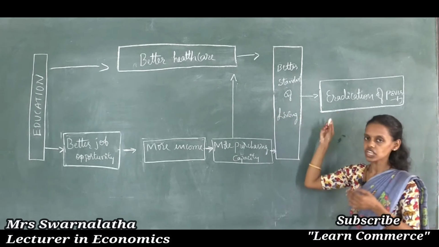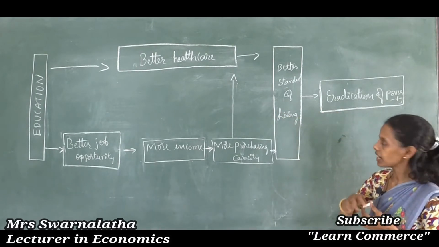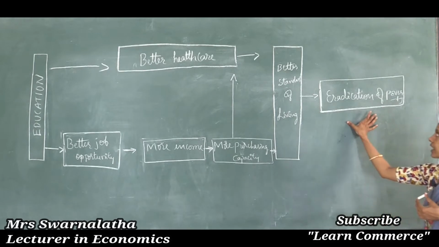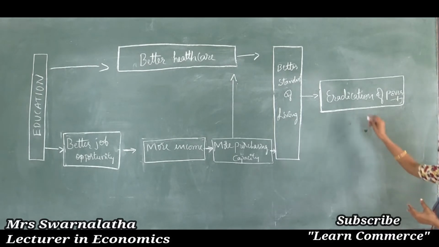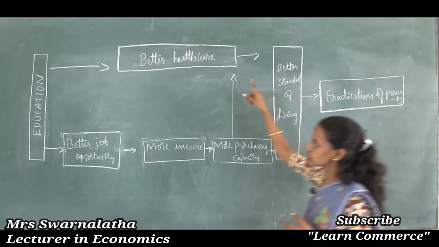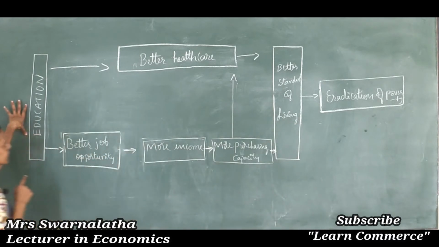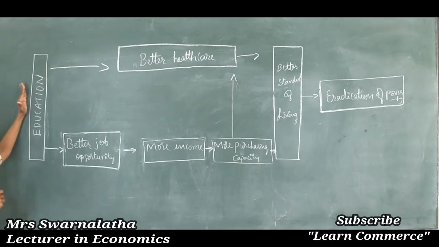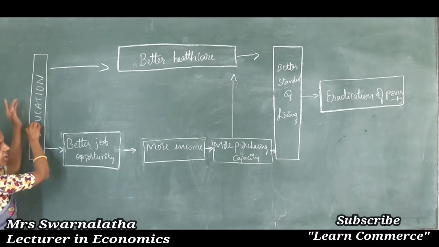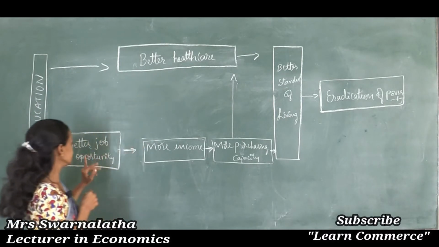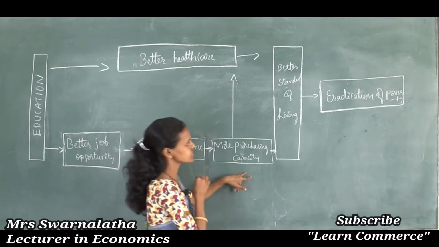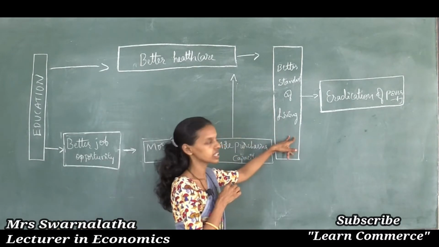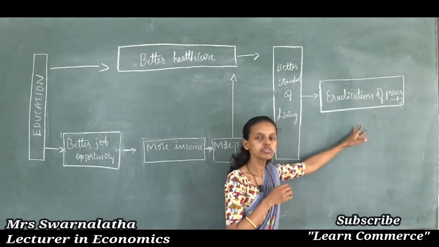So let us look at the chart. It is easy to understand the eradication of poverty concept. Eradication is nothing but, students, overcoming and coming out of the problem of poverty. On the left side of the chart is education. Education leads to better health care, then better job opportunities, more income, then more purchasing capacity, and a better standard of living, all of which result in the eradication of poverty.